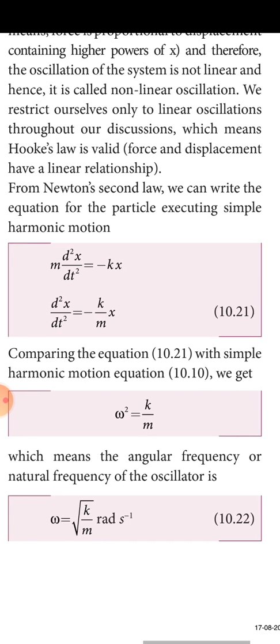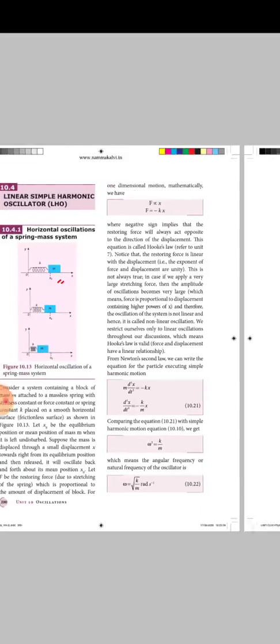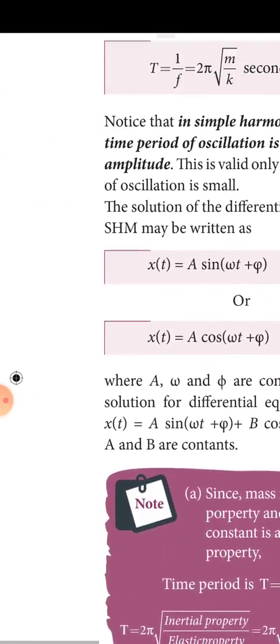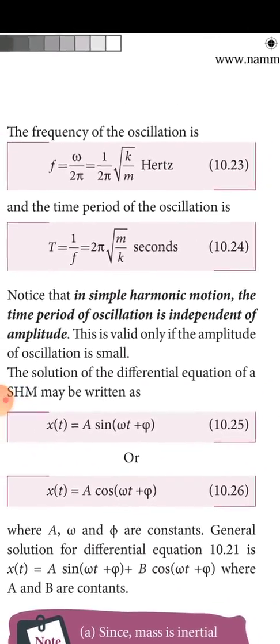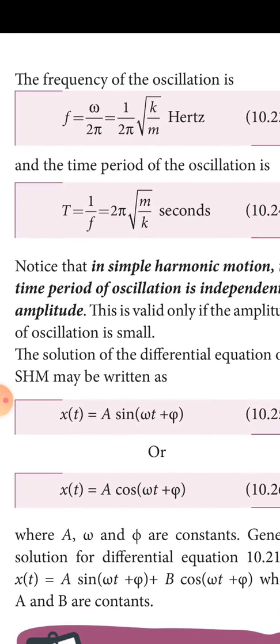So finally we get the frequency from this equation: omega squared equals k by m. We get the value of omega, root of k by m radian per second. So the frequency of the oscillations, the relation f equals omega by 2 pi, we know. So 1 by 2 pi, and omega becomes root of k by m. The frequency has the unit of hertz.